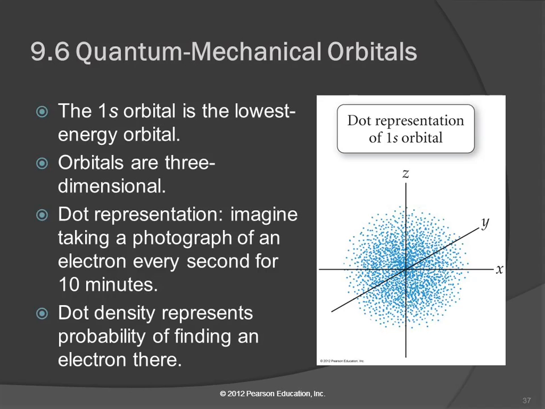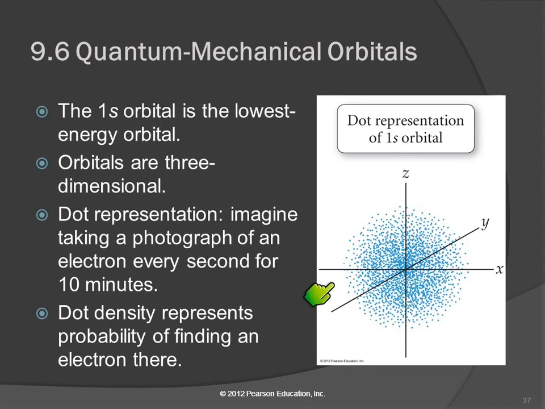So let's look at the lowest energy orbital. It has the lowest number, number 1, and an S designation. Well, first of all, it's important to recognize that orbitals are three-dimensional. They're not flat, they're three-dimensional. And so here we've got a representation of a 1s orbital. And we see we've got a graph in 3 dimensions here.